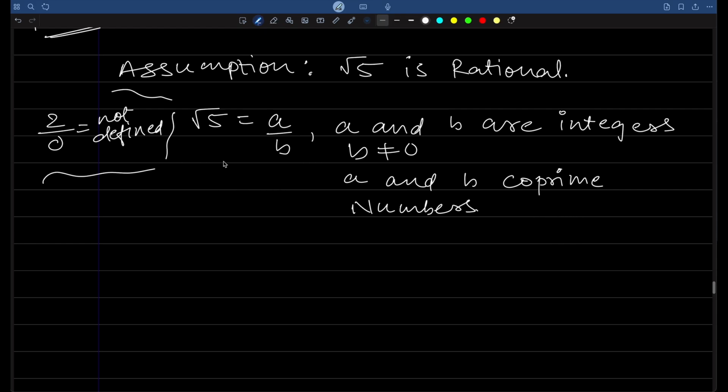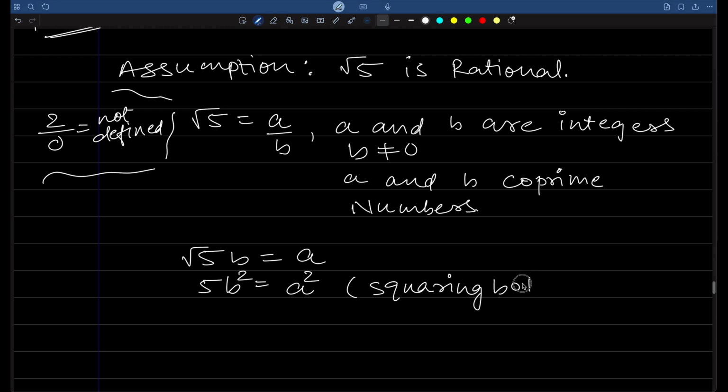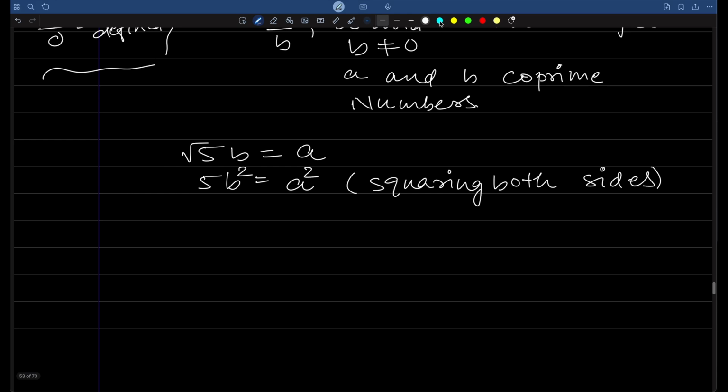Root 5 equals a divided by b, that is root 5 b equals a. Squaring both sides, we get 5b square equals a square. We know that a and b are co-prime, that means only 1 is the common factor between a and b, and we can see that 5 divides a square. That means 5 is a factor of a square.